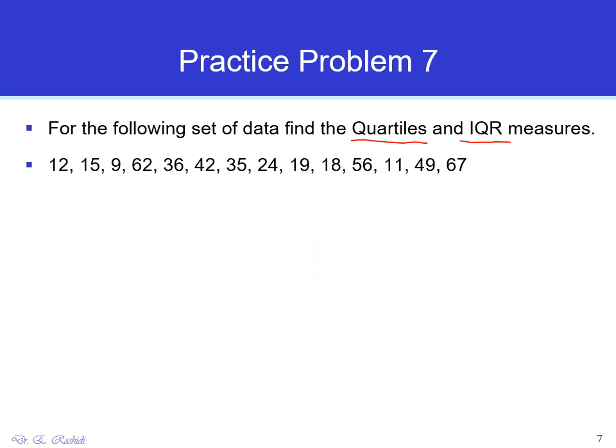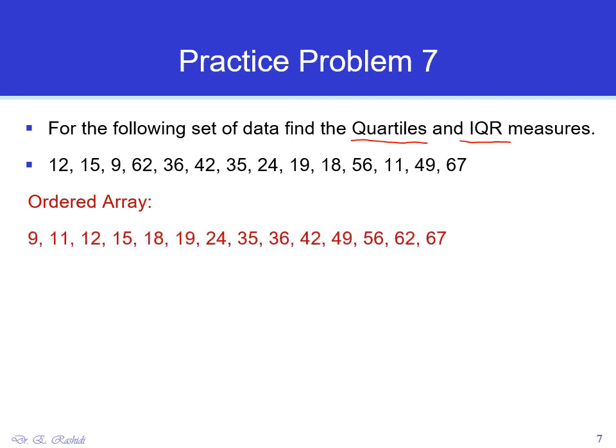Okay, what is the first step to do in finding the quartiles? We need to order our data from the smallest to the largest. So let's do that. All right, we ordered our data. How many data points do we have? We have to count them. We have 14 data points.